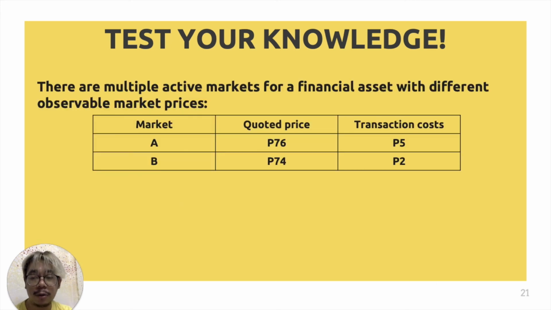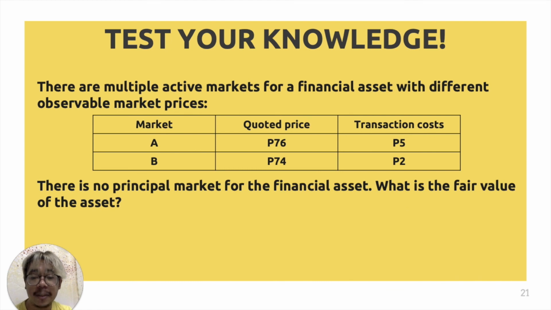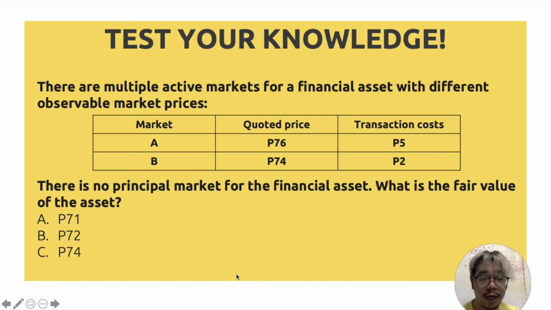And question number 2, there are multiple active markets for a financial asset with different observable market prices. Market A, quoted price is 76, transaction cost is 5. Market B, quoted price is 74, transaction cost is 2. There is no principal market for the financial asset. What is the fair value of the asset? A, 71, B, 72, C, 74, or D, 76.